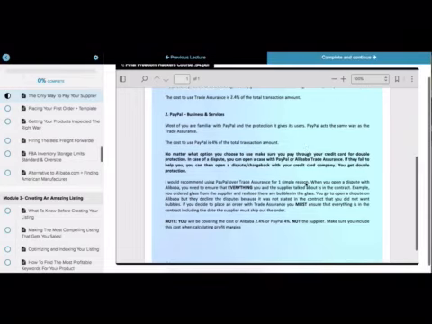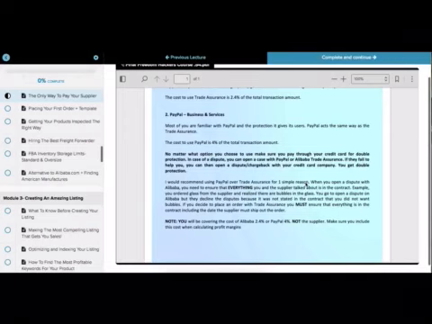Now, the next option is going to be through PayPal, and PayPal is going to be through Business and Service. So most of you guys are familiar with PayPal. You've sent money before. There's different options. You can do it through Business and Service or Friends and Family. If you do Friends and Family, you're not protected, meaning if there's an issue, you're not going to be able to get your money back.